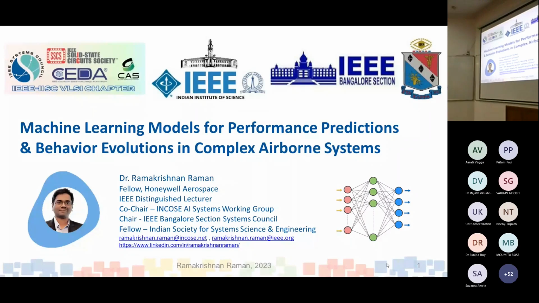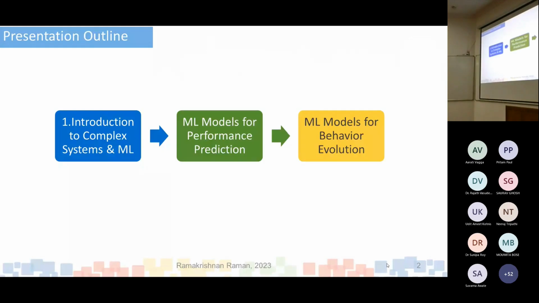This talk is on machine learning models for performance and behavior predictions. This is a broad outline of my talk. First, we'll give an introduction to complex systems and machine learning. We'll start by looking at what complex systems are and some of their characteristics, and then have a brief introduction to machine learning. Then we'll look at how some of these models can be used for predicting the performance of complex systems. Then we'll look at how we also use these models for predicting the behavior of complex systems. So that's a broad outline of the talk.